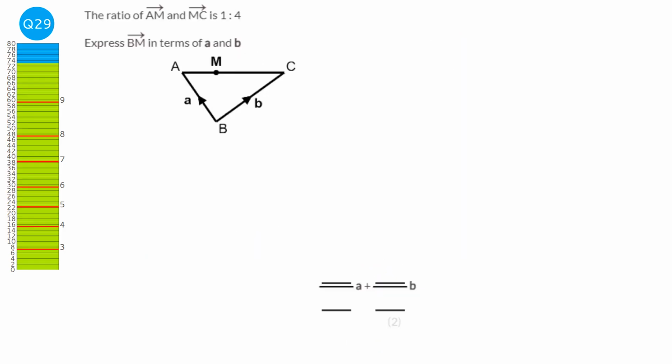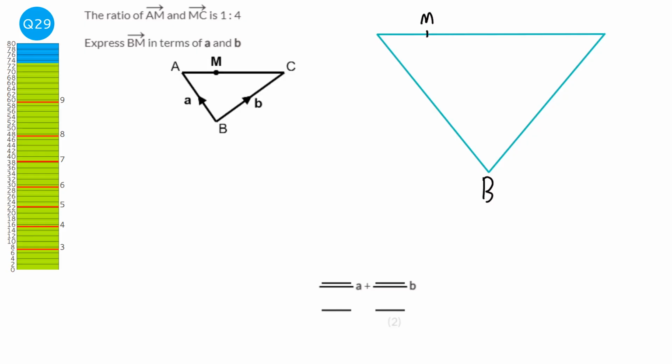So I'm going to first of all just draw out the diagram a bit bigger, just so we've got a bit more space. And we're looking at going from B to M, and M is about here. Now the first thing to notice with M, I'm just going to quickly label the other parts on, is that the ratio of A to M is 1 and M to C is 4. So the ratio is 1 to 4 between the two.